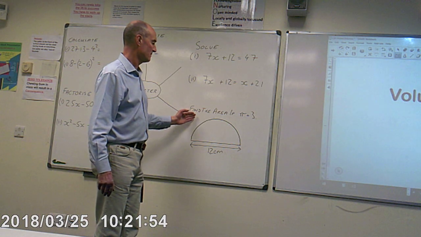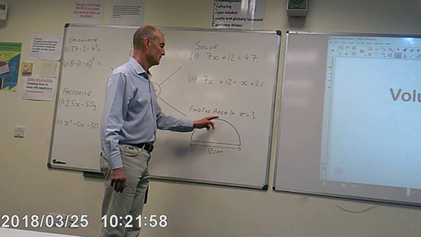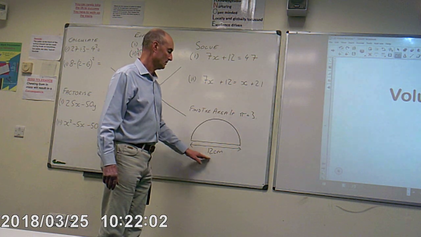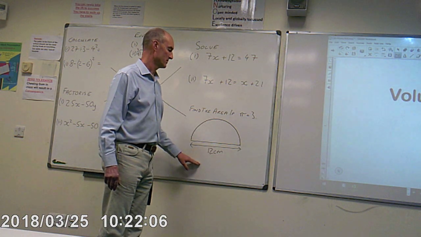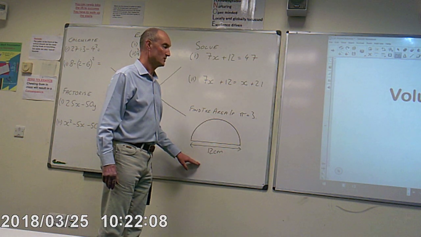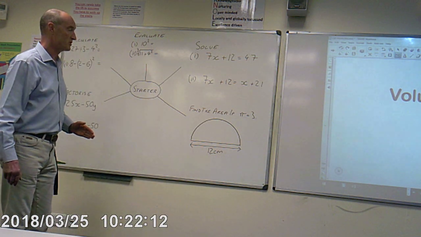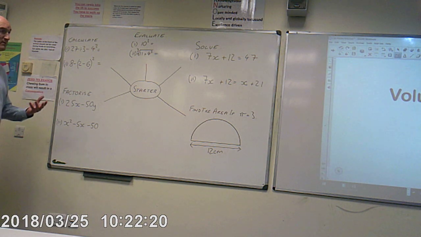And the last one, find the area of this shape, which is a semicircle, if pi is given a value of 3. And this length here is 12 centimetres. So that's your questions for your starter activity. You write those questions down, work out your solutions, pause the video, or have them pause the video, and then you can turn the video back on and I'll go through the solutions.